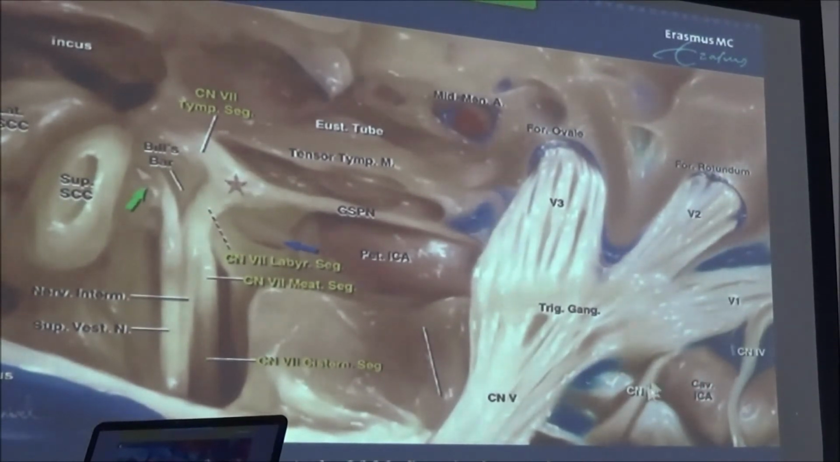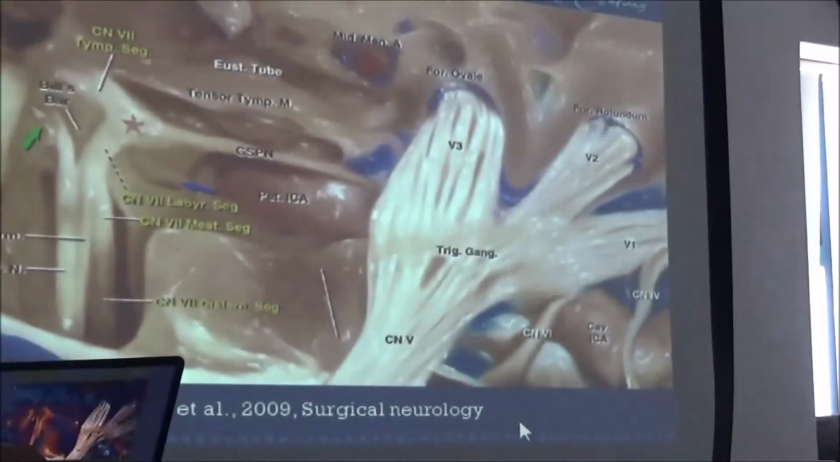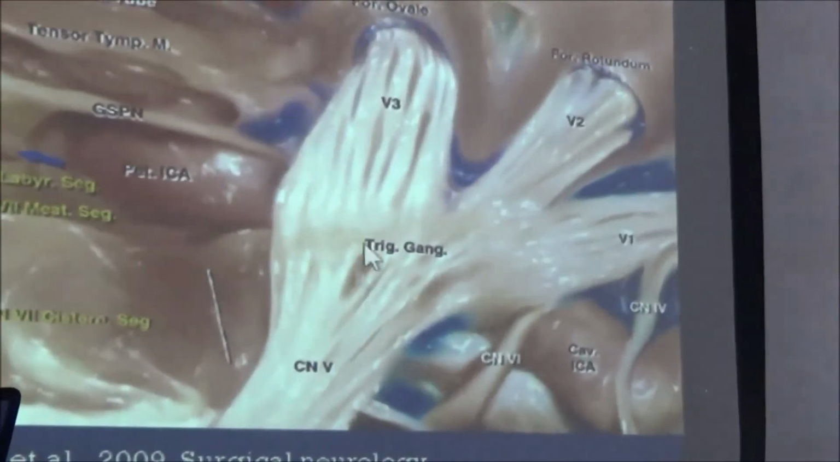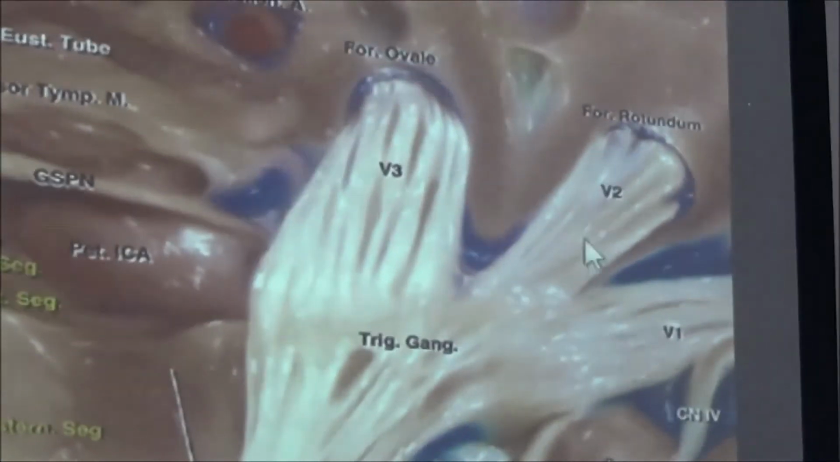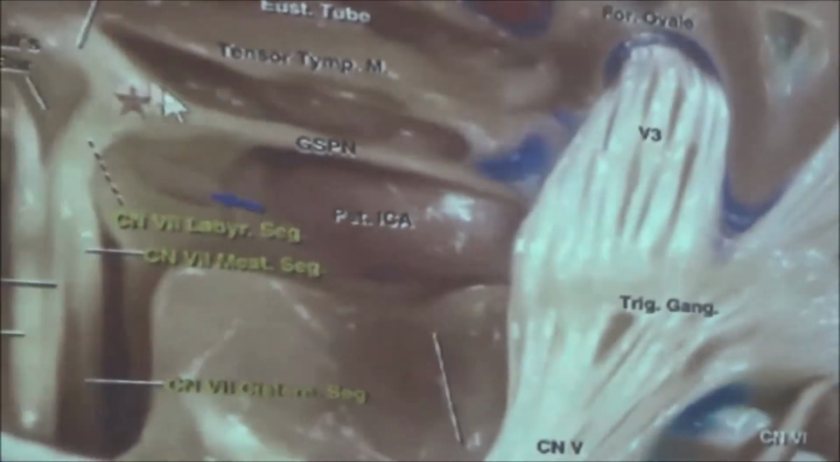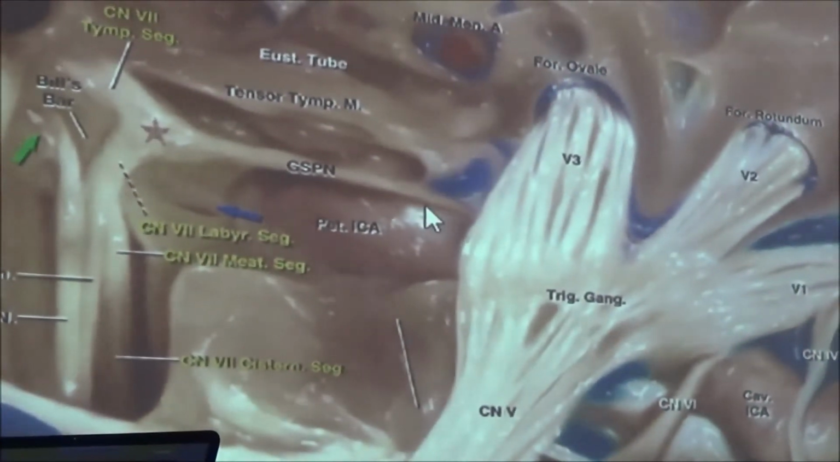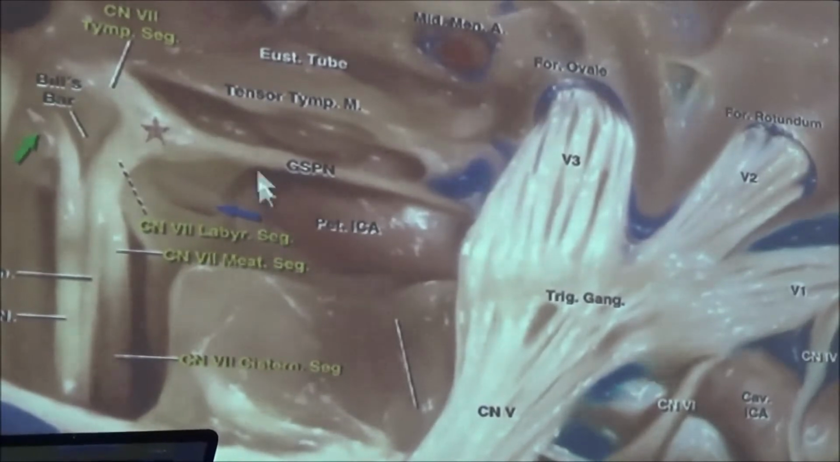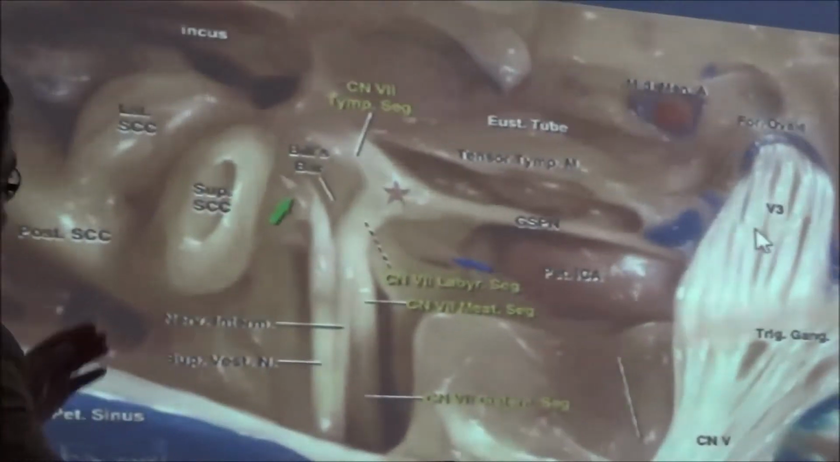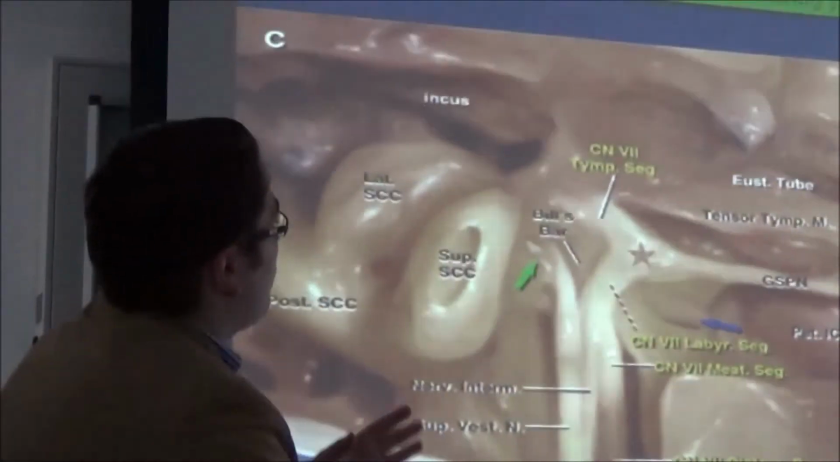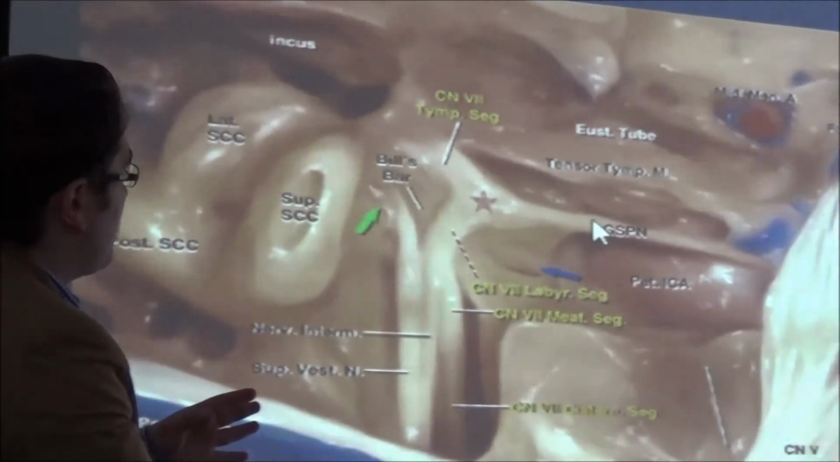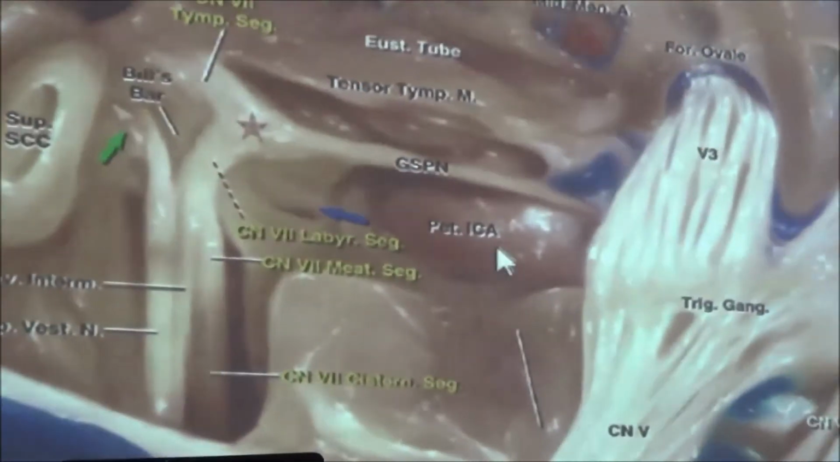Fourth nerve, sixth nerve coming outside the Rell's canal underneath Gruber's ligament. Fifth, going through porus trigeminus and Meckel's cave. Petrous carotid, GSPN. Very important to know where the GSPN is. So again, middle meningeal, foramen ovale, V3, GSPN. You know where the petrous ICA is.